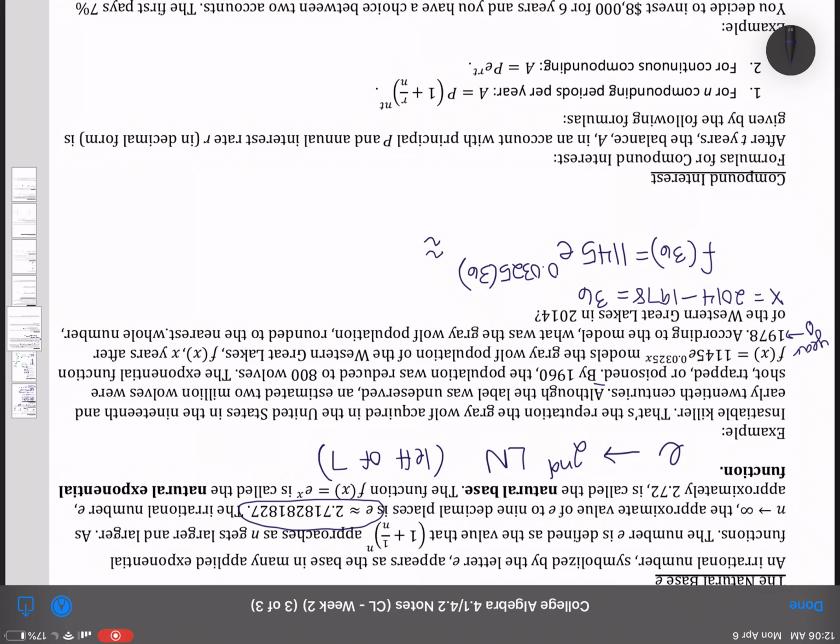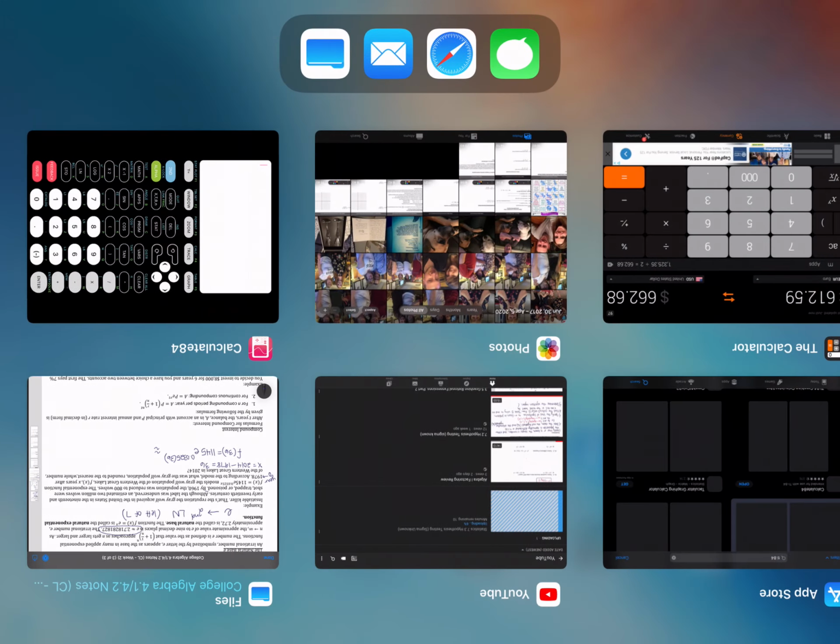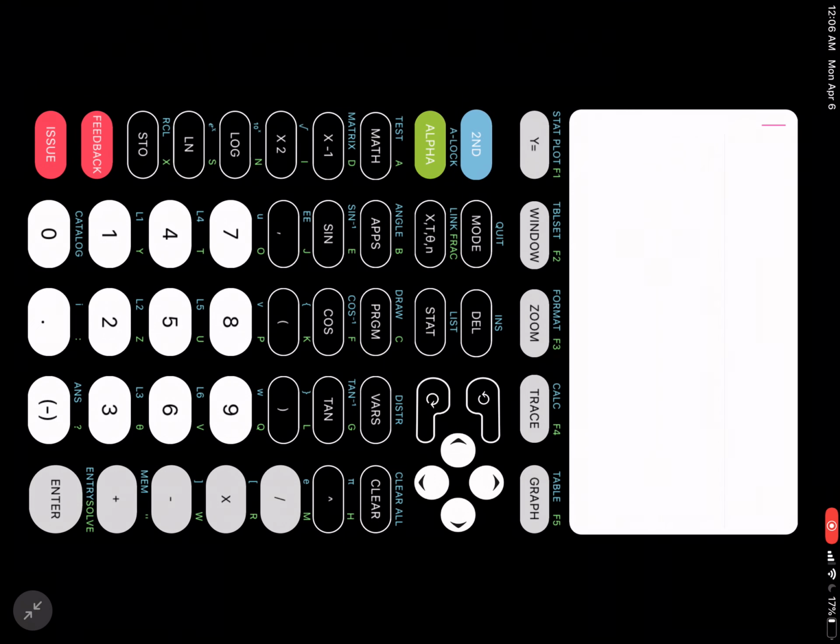I'm going to show you on that other calculator screen. If we plug that in, we have 1,145, and then second ln to the 0.0325 times 36 power. And we get 3,689.18. Since it said approximate to the nearest wolf, that would just give us 3,689.